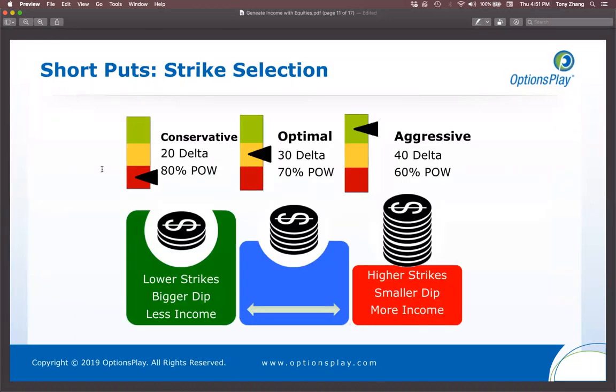Now, as far as strike selection, this is where it differs between the stock and the options. Here I'm going to use my fictitious example of stock XYZ that's currently trading at $100. Let's say I want to buy this stock at $100. I can choose different prices to place a limit order at. I could place maybe a 98, maybe a 95, maybe a 90.